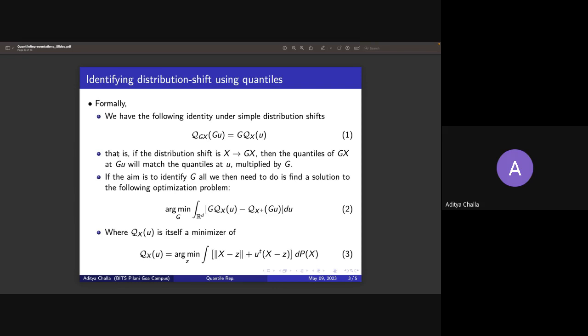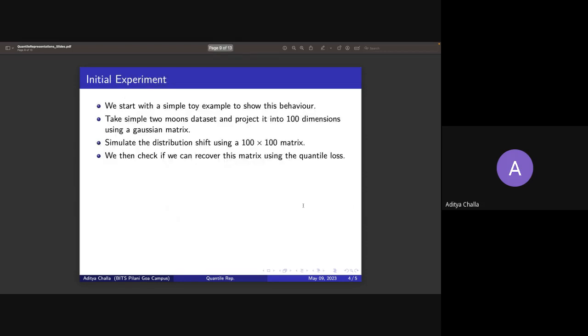So if I minimize, so if I do this, then technically I should be able to reconstruct the distribution shift if it is possible, right? So what we did is we started with a simple toy example to show this behavior. We took a two moons data set in 2 dimensions and projected it into 100 dimensions using a Gaussian matrix, 2 by 100. And we simulated a distribution shift by taking another Gaussian matrix of size 100 by 100.